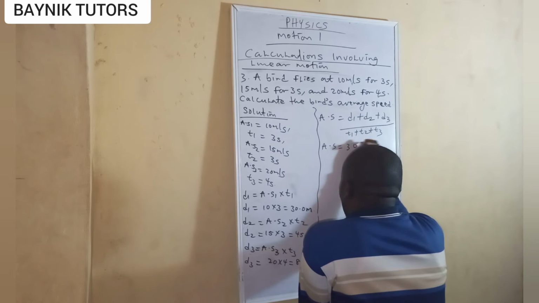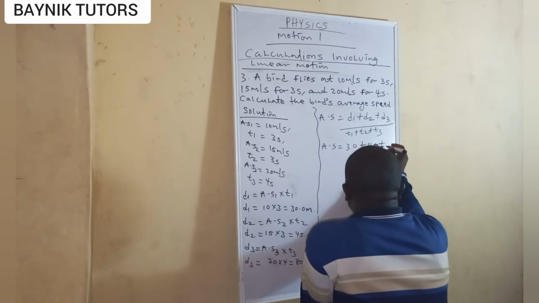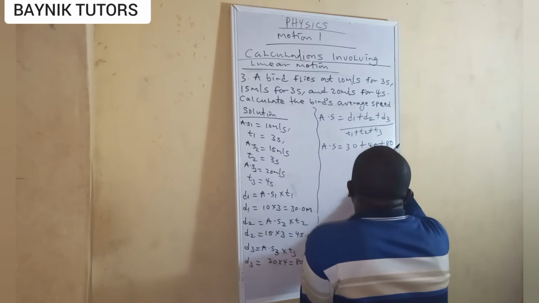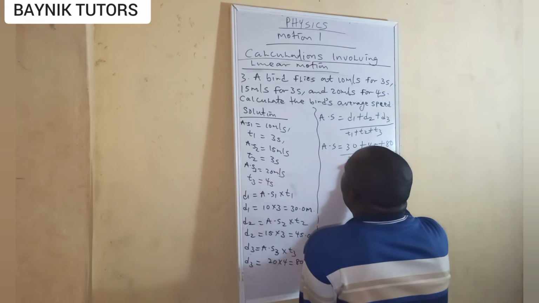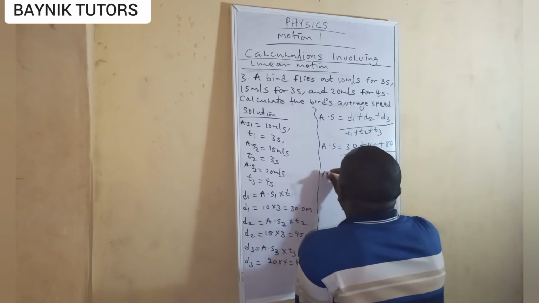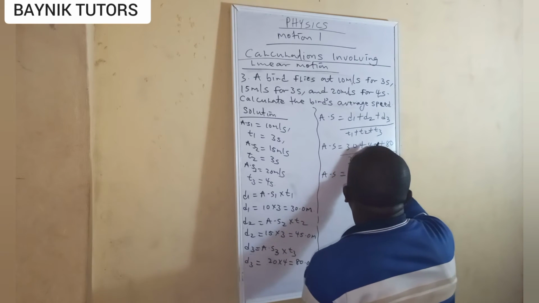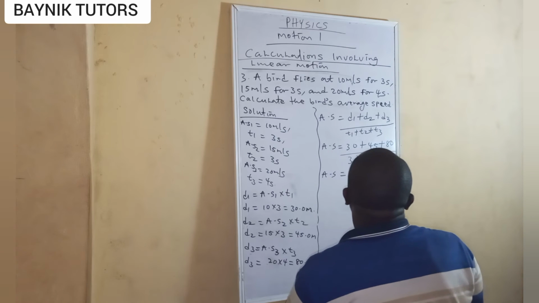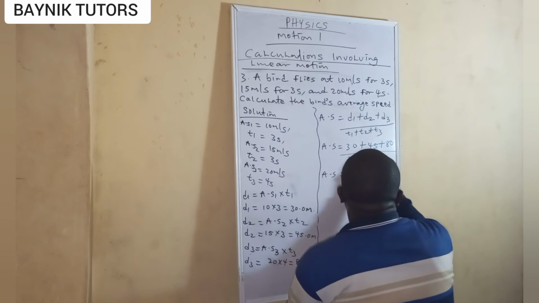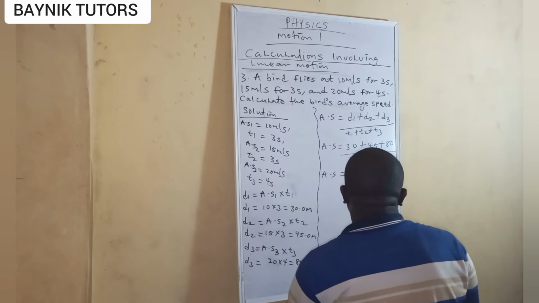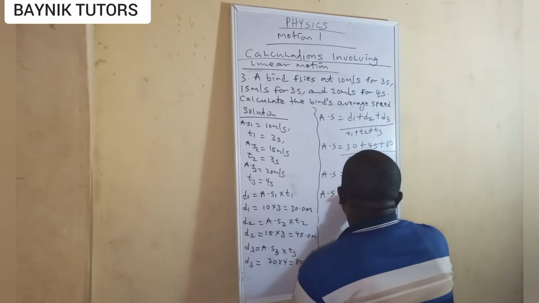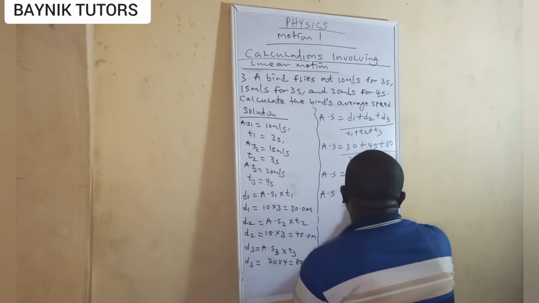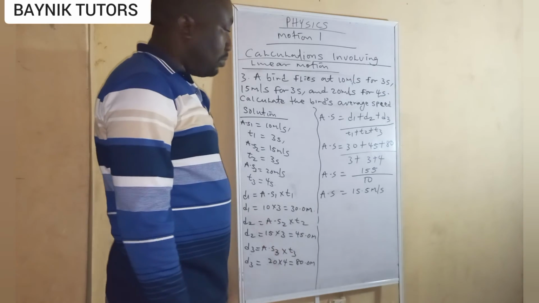That will be 30 plus 45 plus 80, the first distance, second distance, third distance, over my time, which is 3 plus 3 plus 4. Doing our addition, 30 plus 45 is 75, and plus 80 should be 155. So the bird's average speed should be 15.5 meter per second. Best average speed. It's as simple as that.